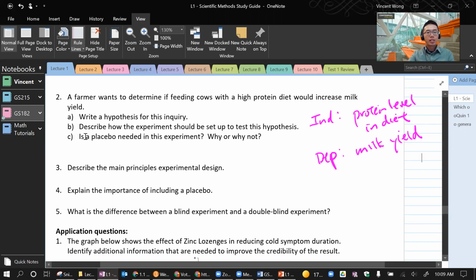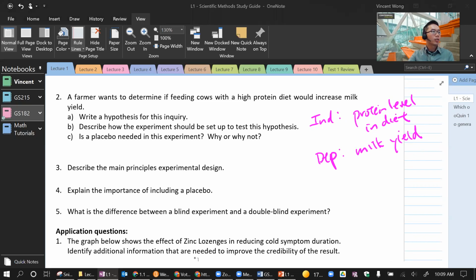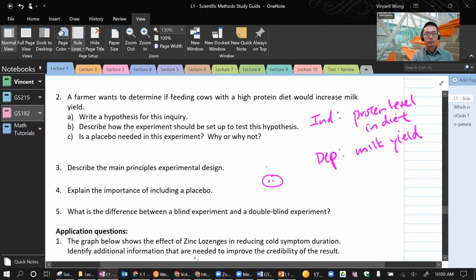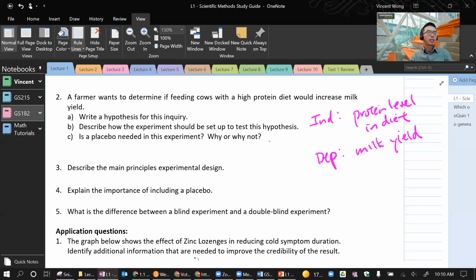Should we include a placebo in this experiment? What do you all think? Placebo, yes or no? If you think yes, choose A. If you think no need for a placebo, please choose B. That looks more like a pig than cow, sorry. Never mind, I will not draw the cow. So we have the groups with the high protein diet, low protein diet. Control experiment, should we put a placebo group?